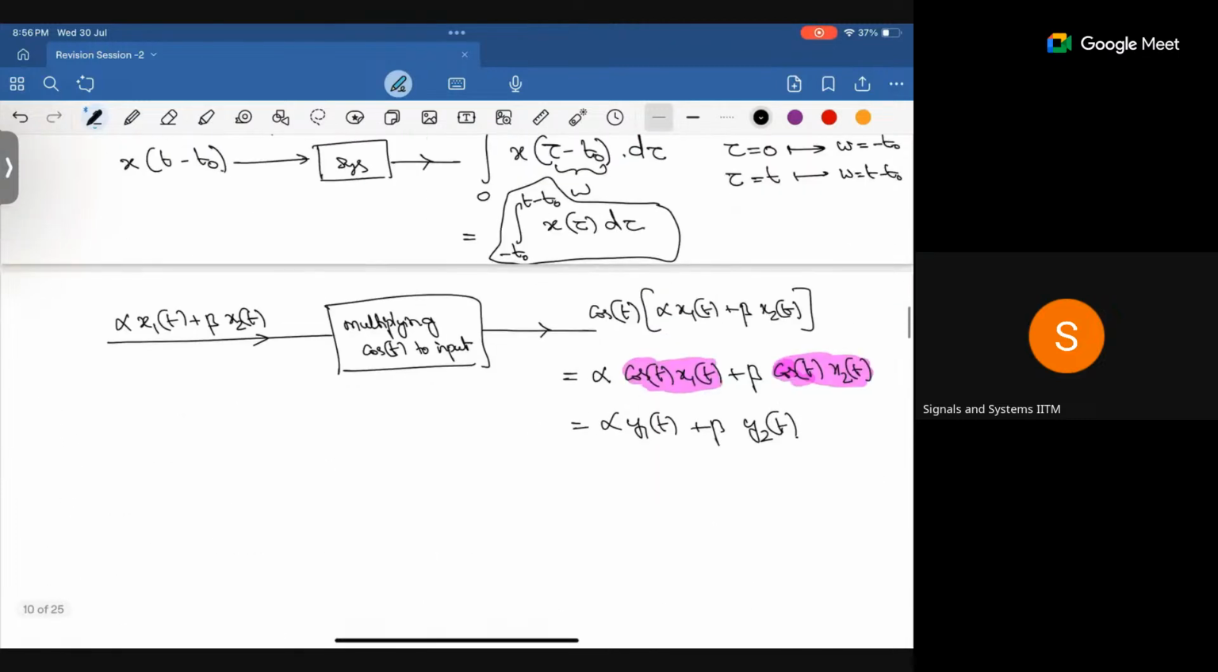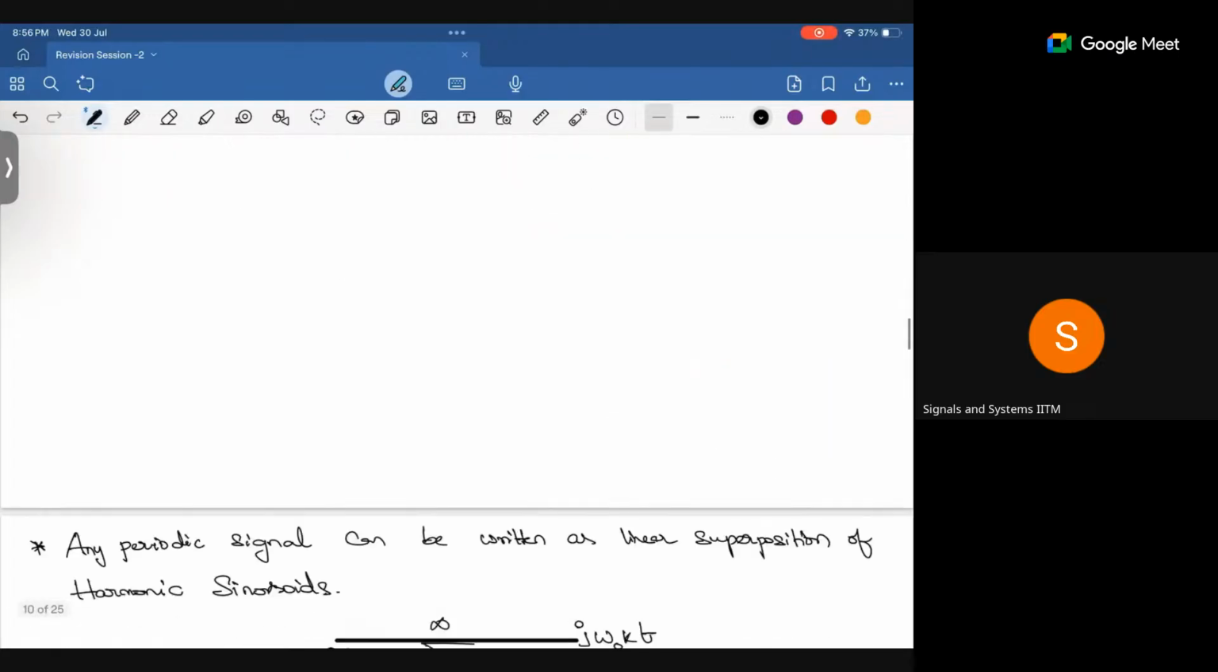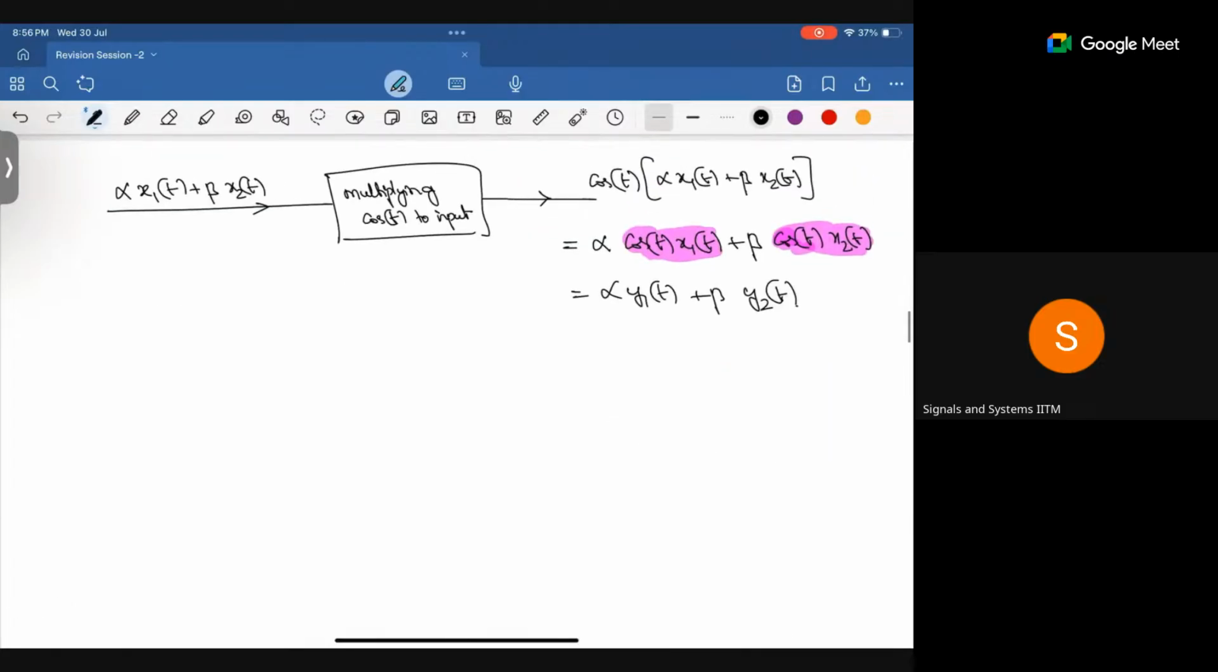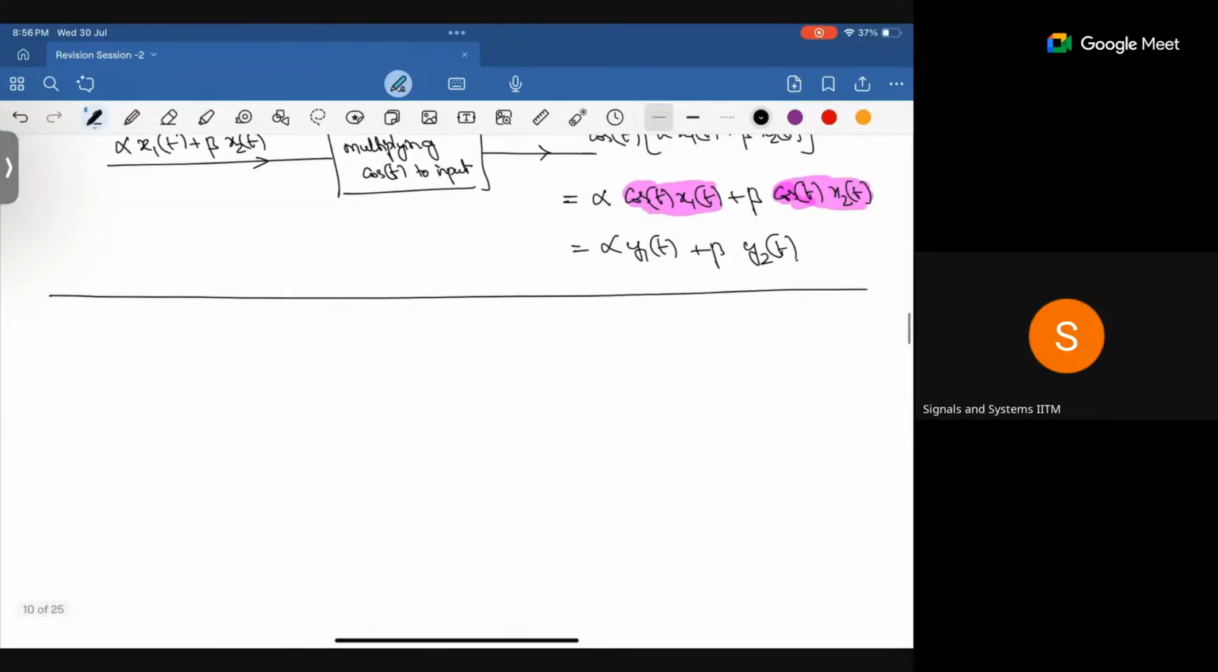All right. So that closes week 5. And week 6 is all about the convolution integral.